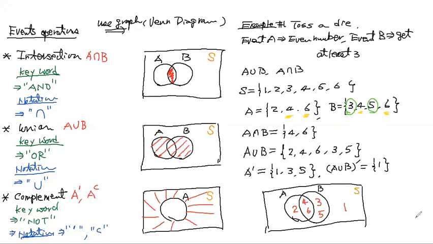Okay, so now let's take a look. I want to show one more example before I end this video. So this is example number 3. I want to draw a card from the 52 card deck.